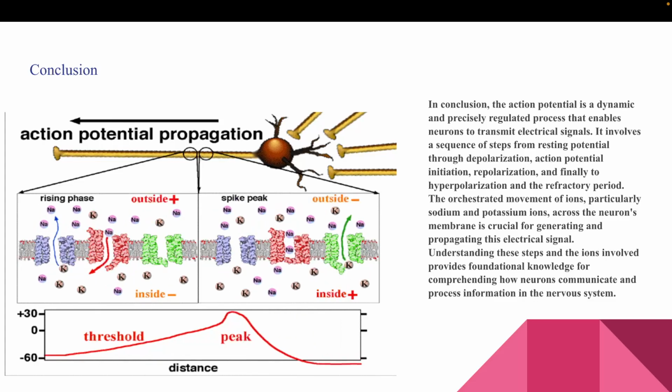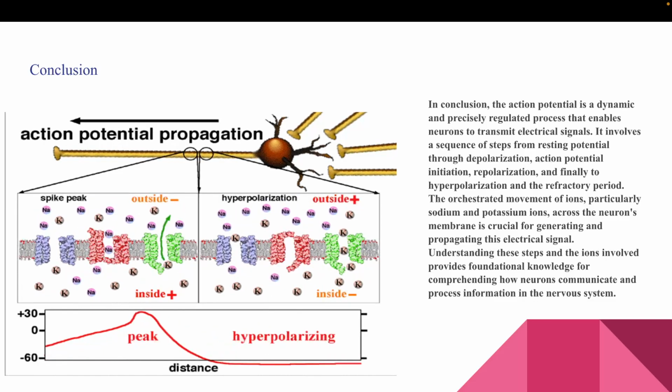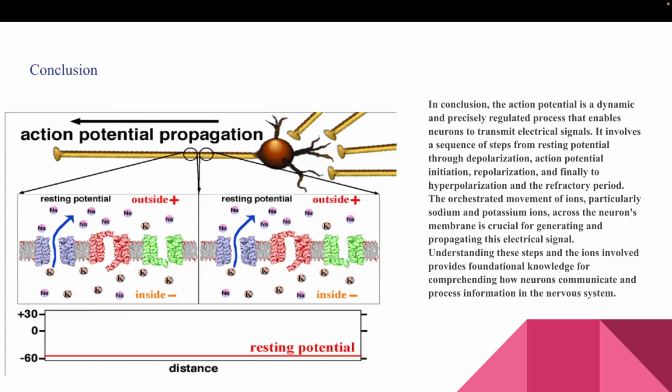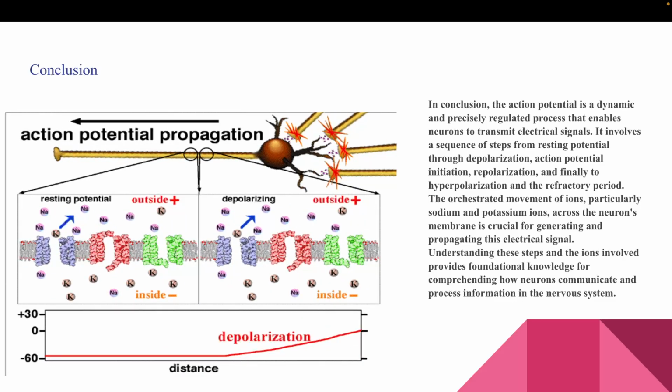Understanding these steps and the ions involved provides fundamental knowledge for comprehending how neurons communicate and process information in the nervous system.